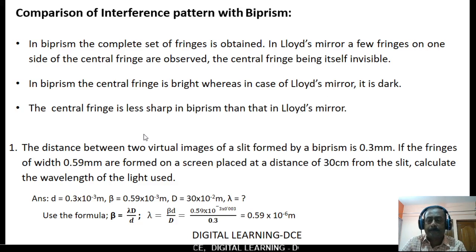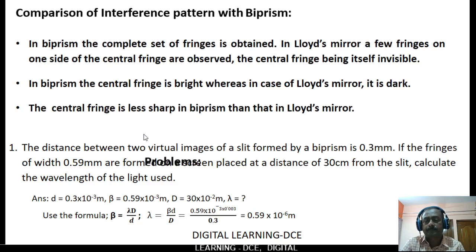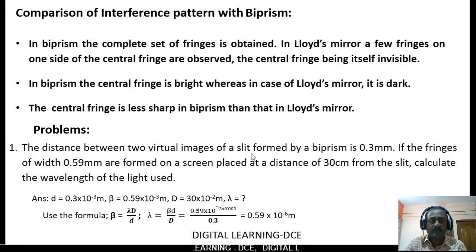Let us see the problem section. The distance between two virtual images of a slit formed by a biprism is 0.3 millimeter. If fringes of width 0.59 millimeter are formed on a screen placed at a distance of 30 centimeter from the slit, calculate the wavelength of the light used. Here the data is given. Here d is the distance between the two sources. The distance between the two virtual sources is 0.3 into 10 raised to minus 3 meter. Convert it into SI unit.